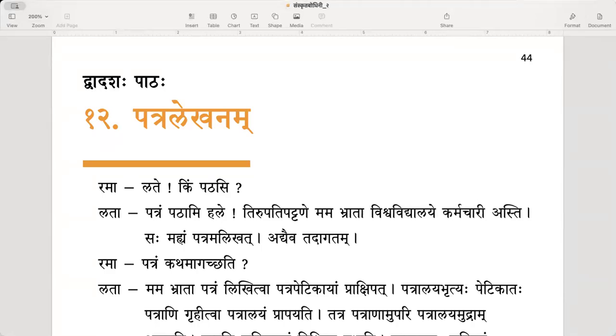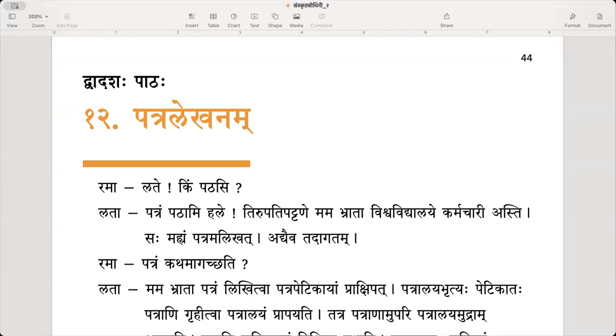Someone start Dwadasha Path, Patra Lekhanam. This is a lesson on how to write a letter. There are a couple of examples in this, and the purpose of this lesson is also to just write a letter. In the exam, they will give you a context and you'll have to write a letter there.